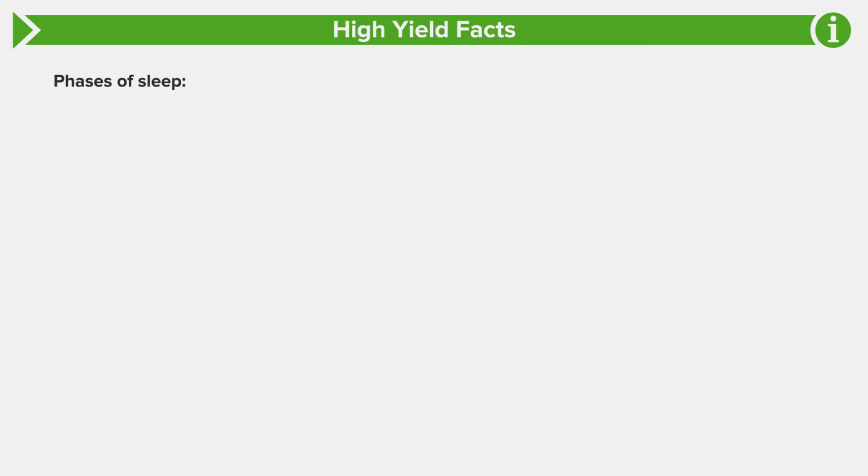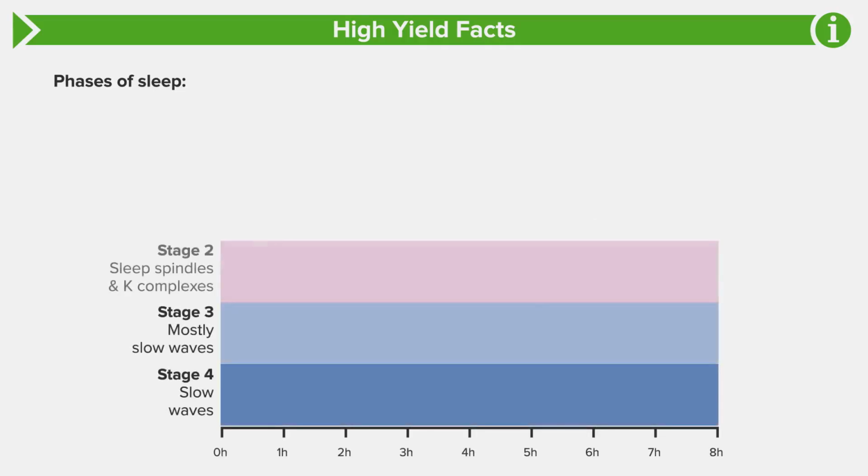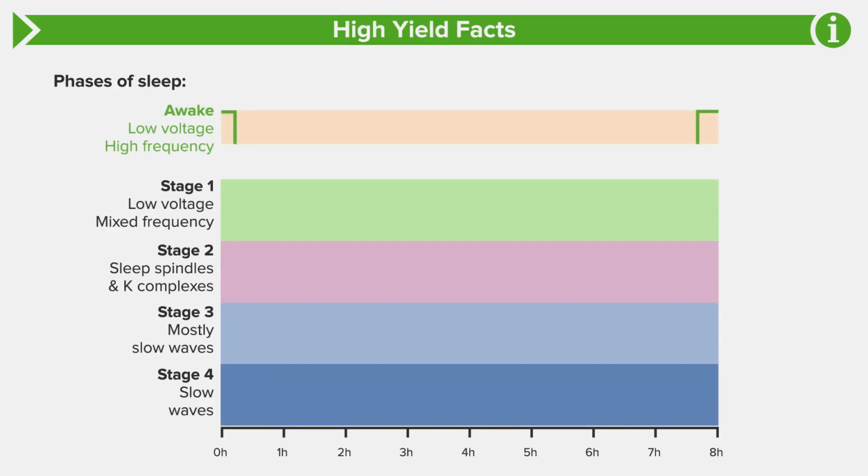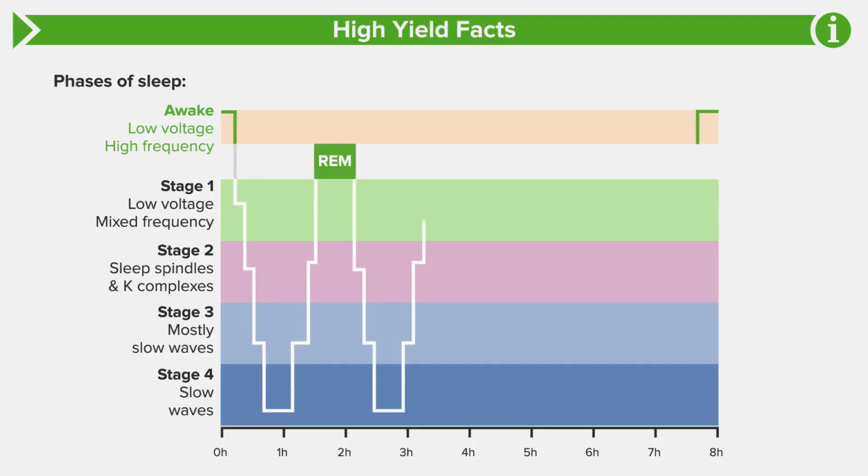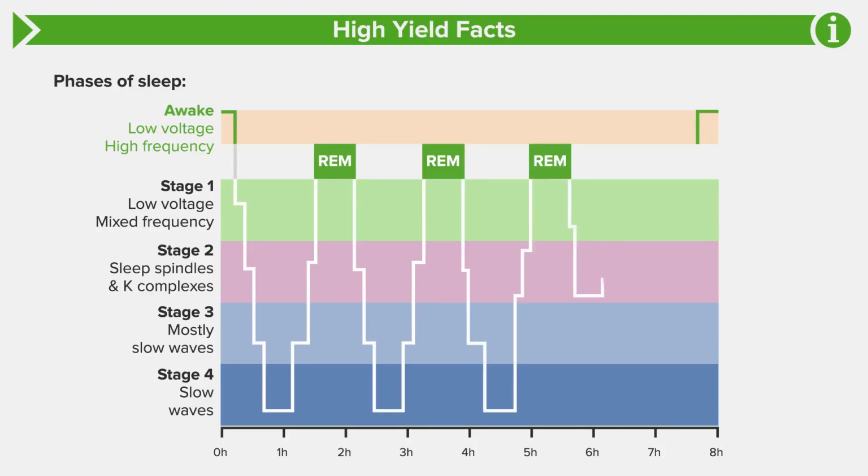Now, let's talk about the phases of sleep, also another high-yield topic. There are 5 phases of sleep. The first 4 phases are non-rapid eye movement phases, called NREM, and the 5th phase is called REM, or rapid eye movement phase. The phases are actually pretty simple to understand. They progress cyclically from NREM1 all the way through REM, and then they begin back at NREM1. Each cycle lasts roughly 90 to 120 minutes.